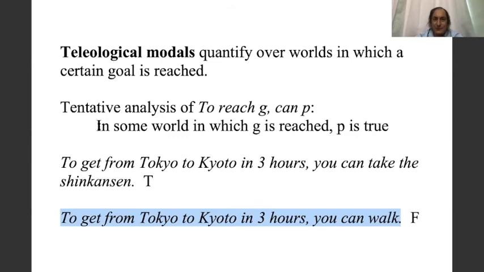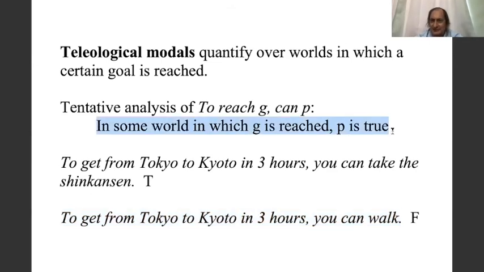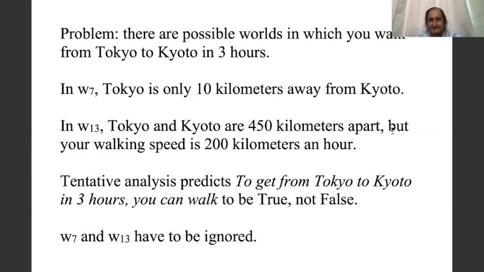That is, in some world in which G is reached, you get from Tokyo to Kyoto in 3 hours, P is true, you walk. Okay, that, we don't want that world.